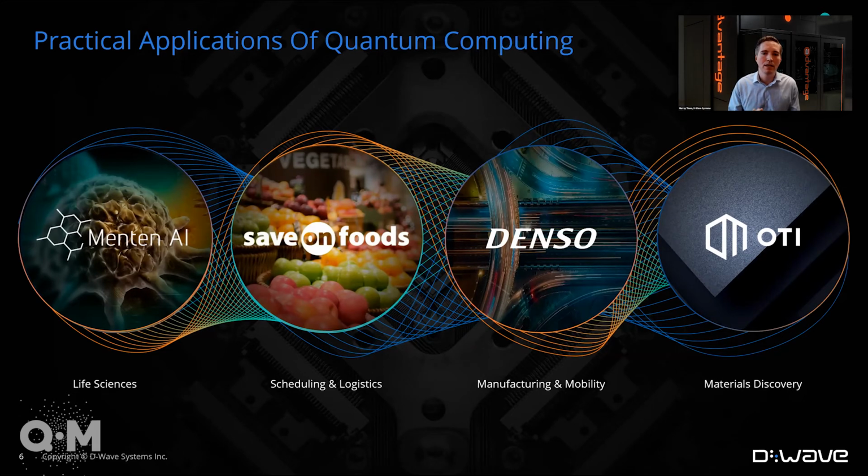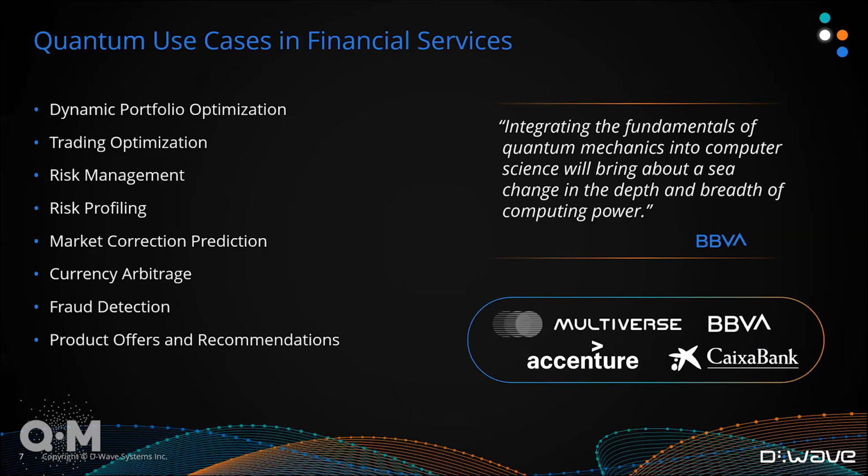Denso has been looking at applications of optimizing their manufacturing floors, particularly the movement of autonomously guided vehicles through the floor, and even optimizing for safety. They were able to demonstrate a 15% reduction in the time spent waiting for the movement of those vehicles, and OTI working on the OLED quantum chemistry examples.